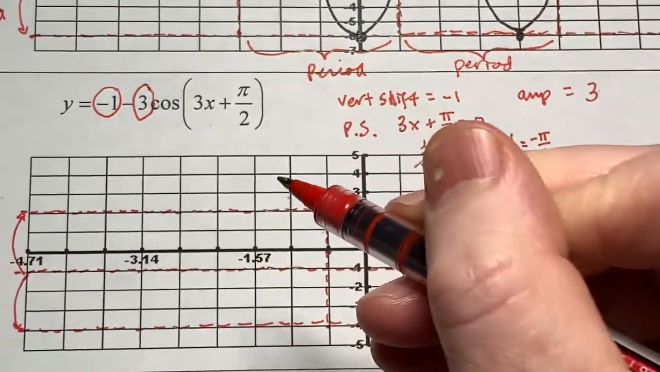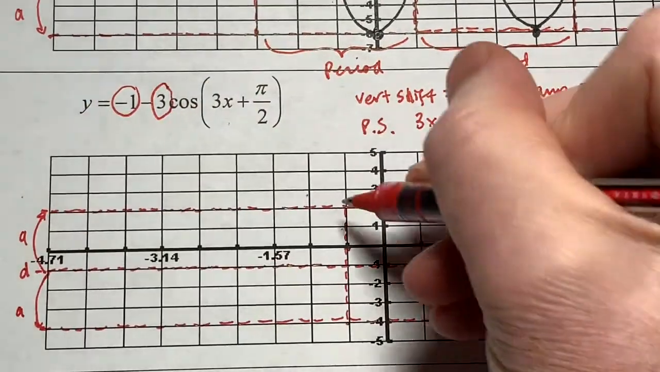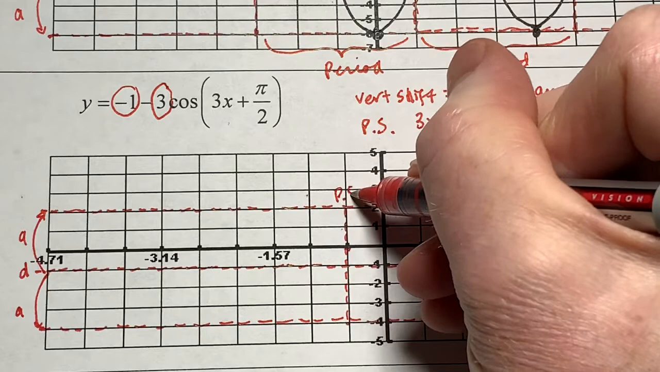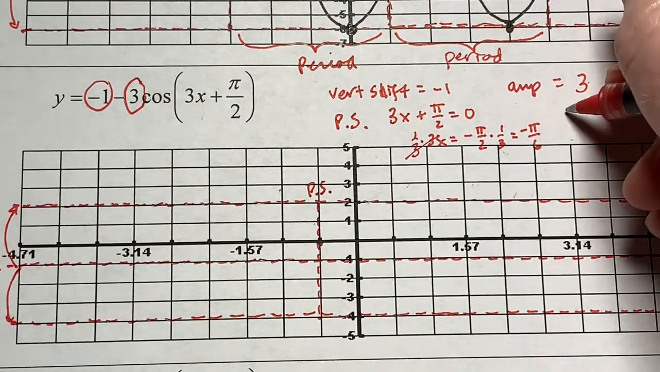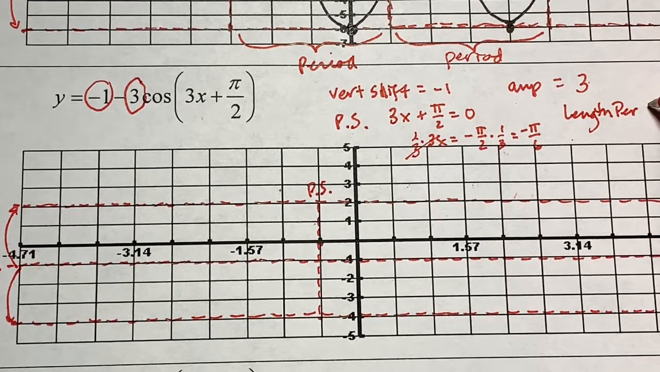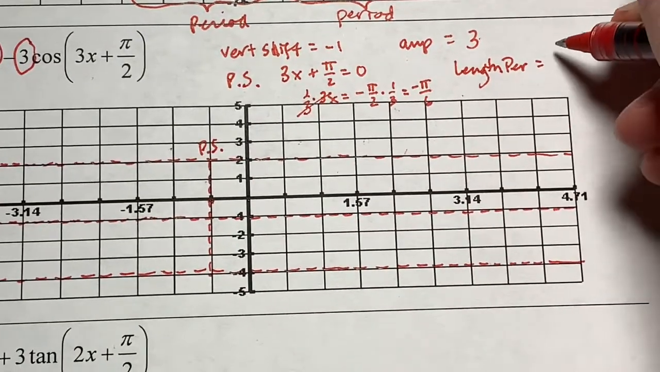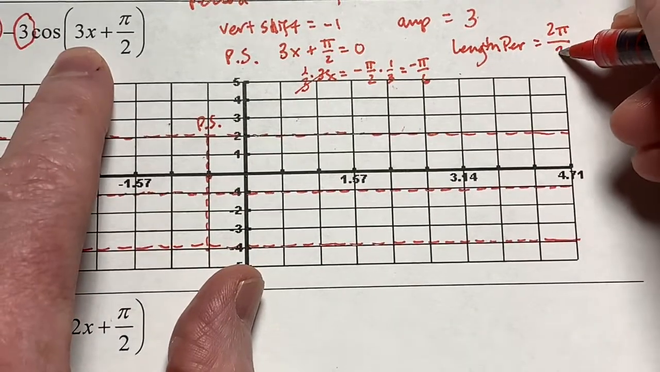So far, right here, I've marked the D. I've gone up A, down A, and now I have the phase shift marked right here. And then the very last thing I need is the length of the period. I've been saying period, but we know that means length of the period. Well, length of the period is 2 pi over the B value, and your B value is 3.